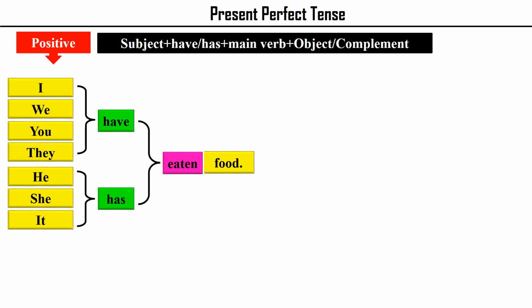Let's look at some more examples. They have passed the test today. There, they is the subject, have is the helping verb, passed is the third form of the verb, and test is the object. Or Lucy has broken her leg.